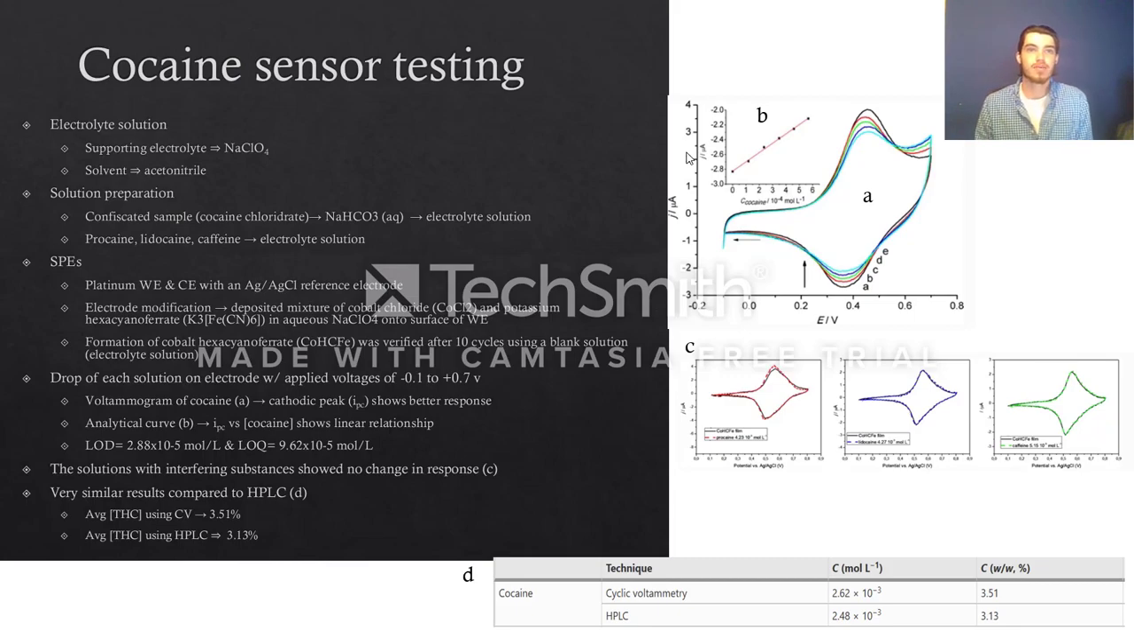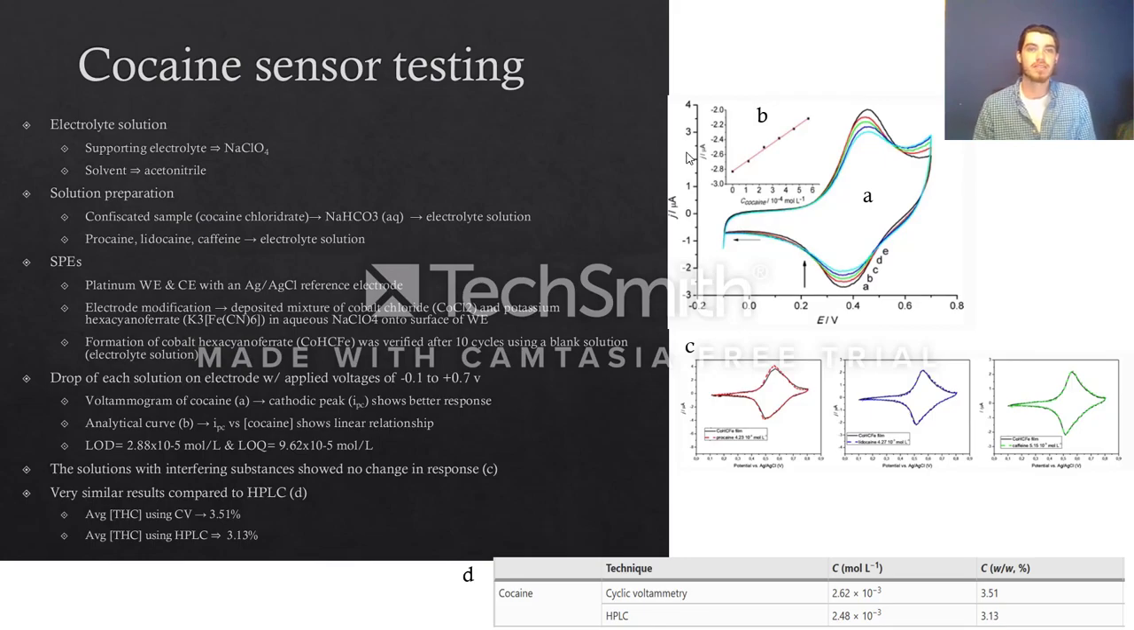The linearity between the peak concentrations was formed into an equation where the limit of detection was determined to be 2.88 times 10 to the negative 5 moles per liter, and the limit of quantification to be 9.62 times 10 to the negative 5 moles per liter.